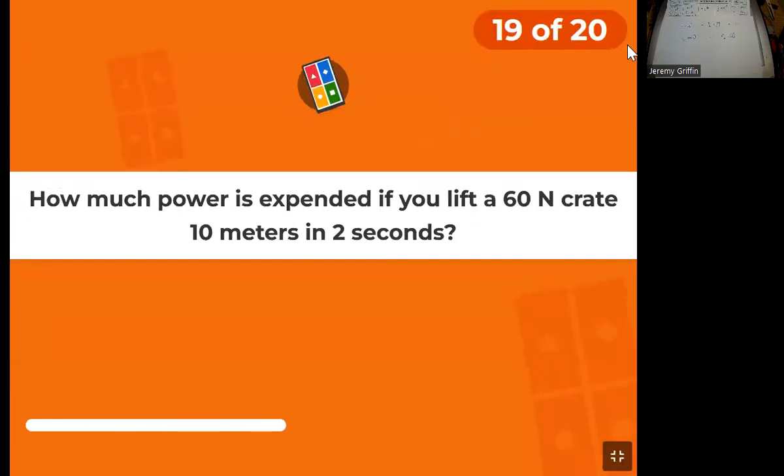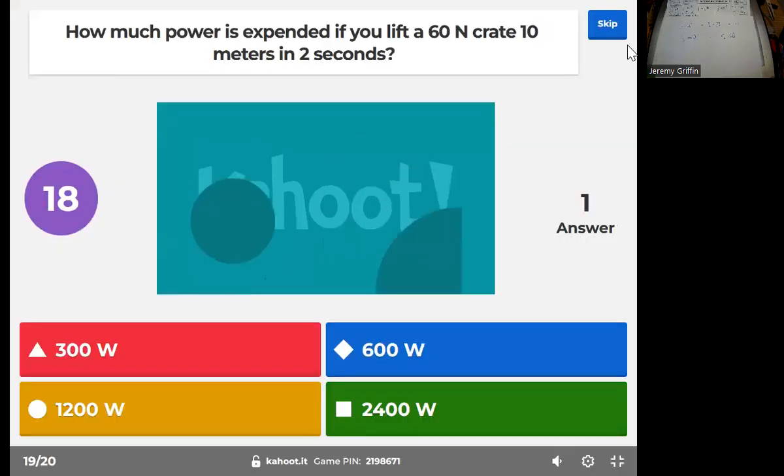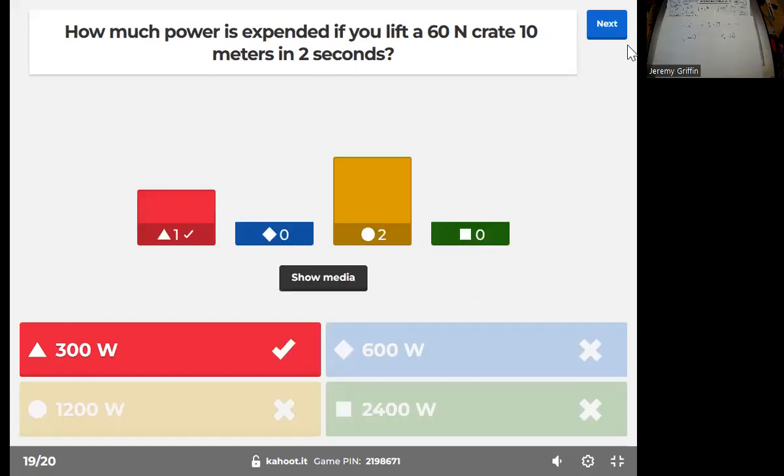All right. How much power to lift a 60 Newton crate 10 meters in 2 seconds? Somebody got it. Okay, so why is it 300 watts? Well, isn't power work divided by time? But isn't work force times distance? So you have to combine two things.